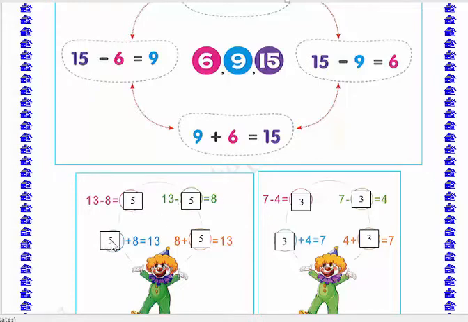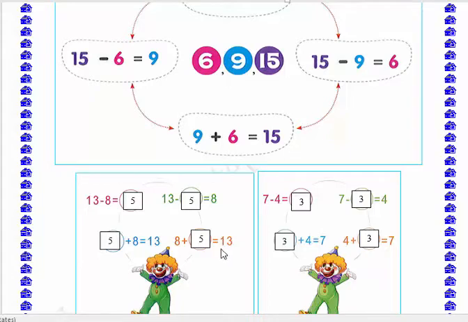If we add 5 to 8, the answer will be 13. If we add 8 to 5, the answer will be 13. Remember again, that means 8 and 5 and 13. This is the fact family of 8 and 5 and 13. That means 8 plus 5 equals 13, and if we switch, 5 plus 8 equals 13. 13 minus 8 equals 5. 13 minus 5 equals 8.